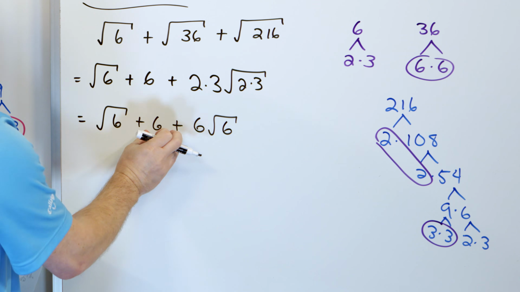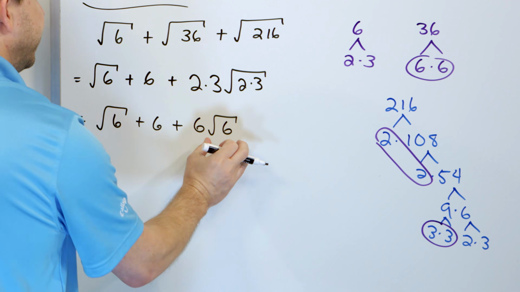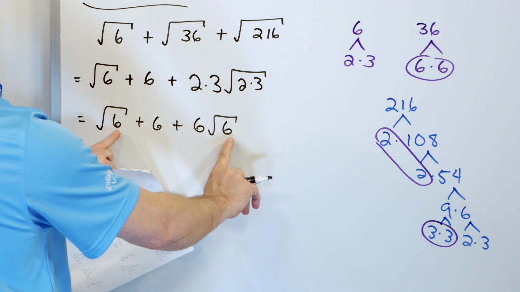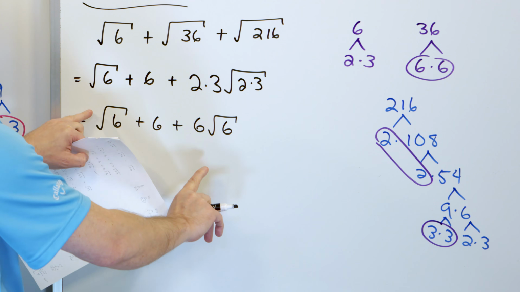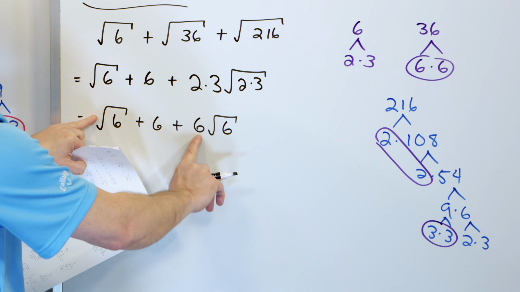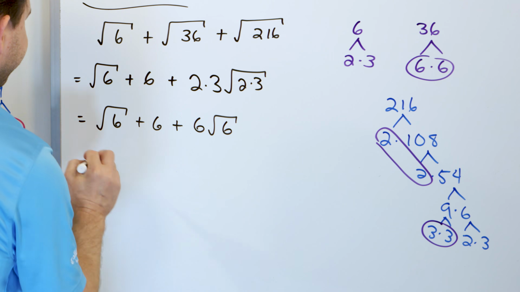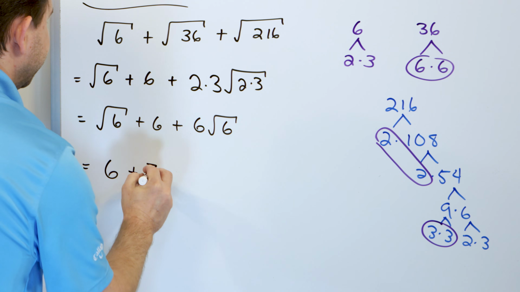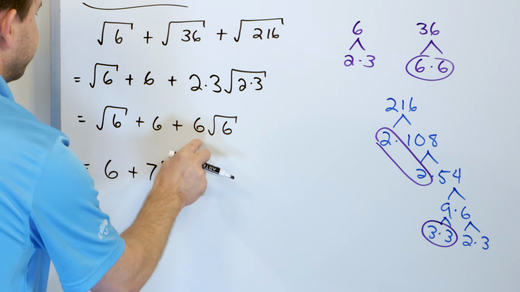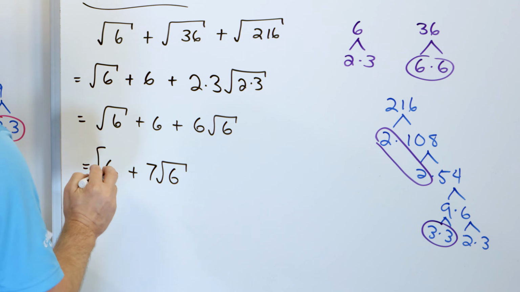I cannot add this to this, and I cannot add this to this. However, these are like terms. Square root of 6 matches. I have an invisible implied 1 here, so 1 plus 6 is 7. And then, of course, I have this whole number. So I'll write the whole number first, and then it will be 7 times the square root of 6, because 6 plus 1 is 7. And that's the final answer.